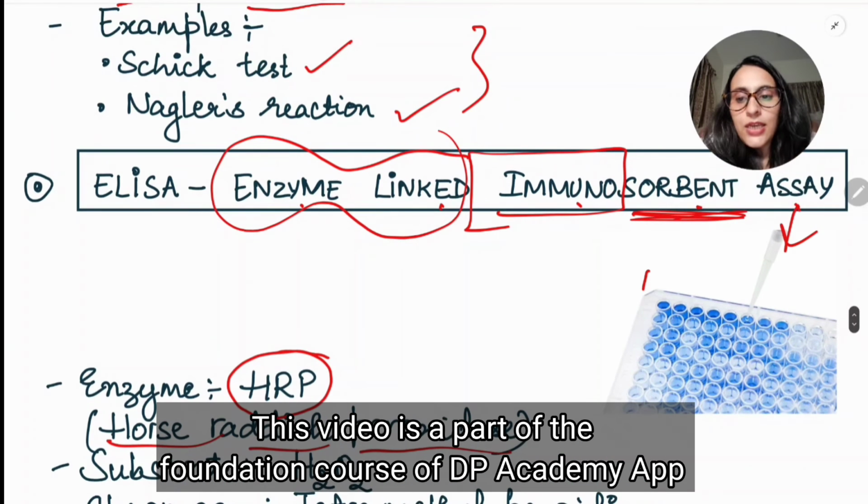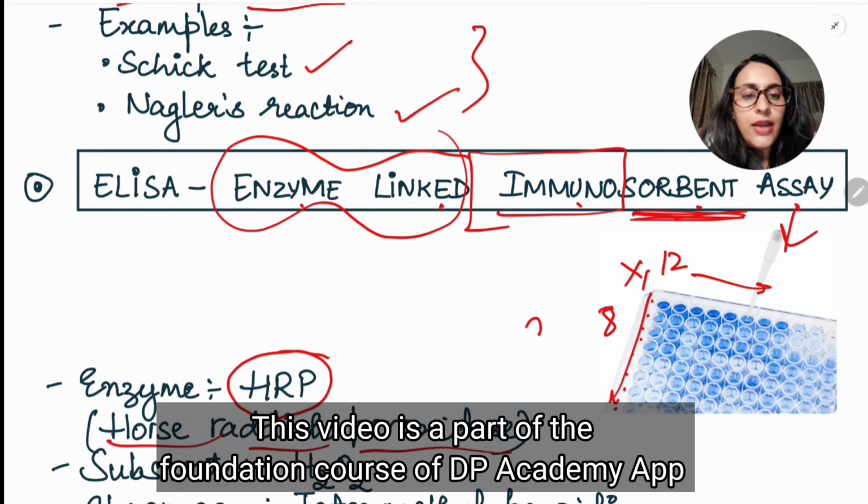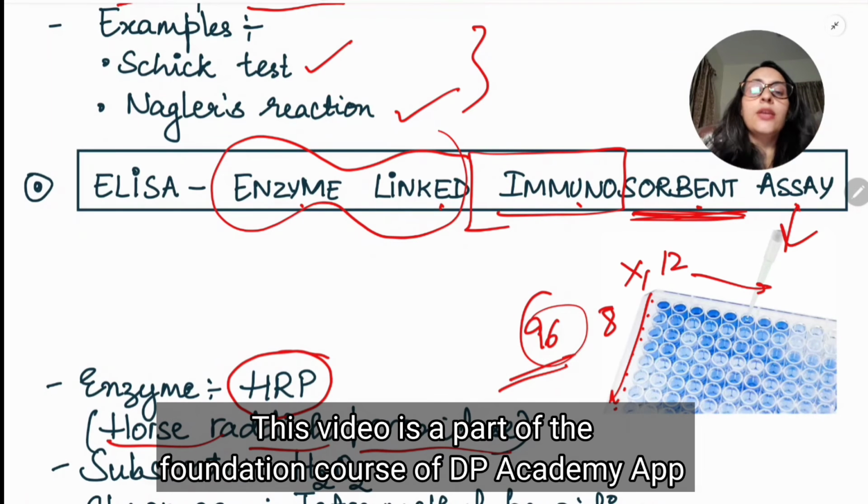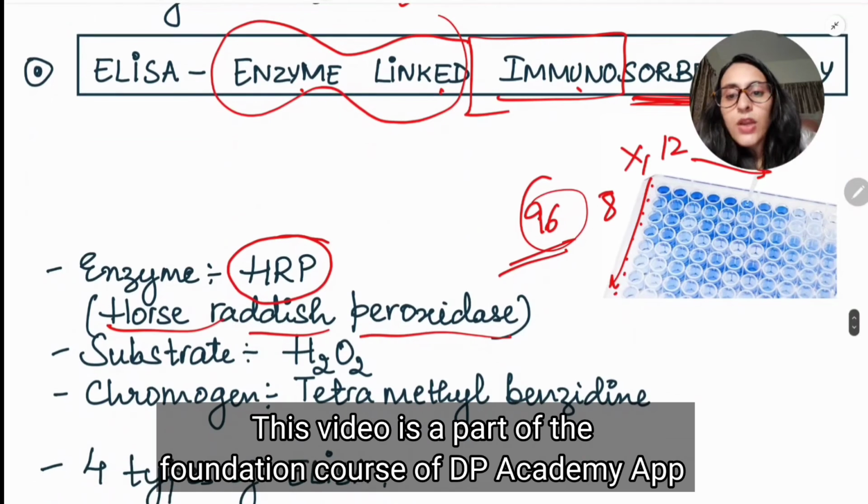So in this ELISA tray, we have some wells. Depressions are present on which we put the sample. So basically you can see 1, 2, 3, 4, 5, 6, 7, 8, 8 this side and 12 this side. So that makes it 12 into 8, that are 96 wells, and therefore 96 tests can be done at a time in ELISA.